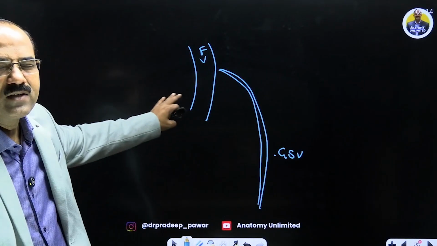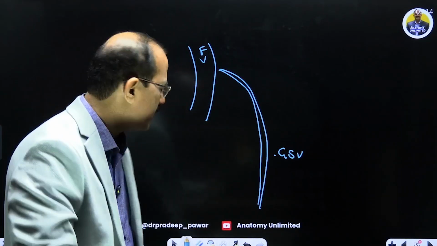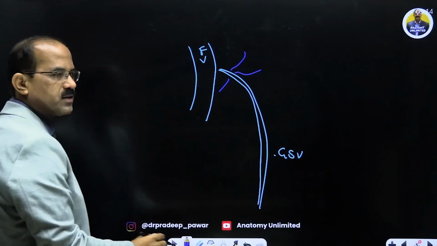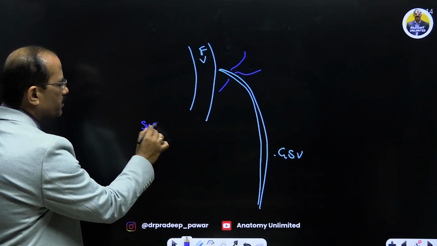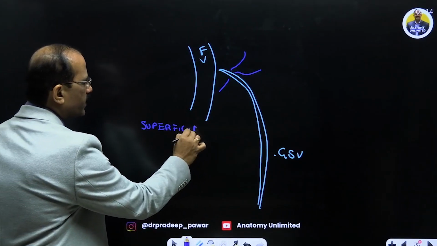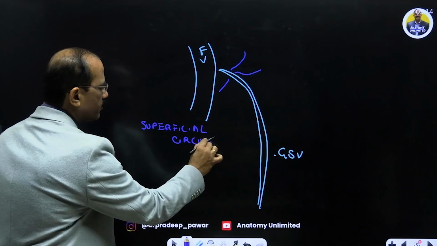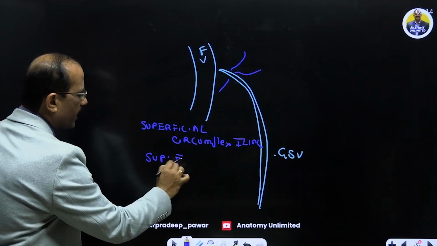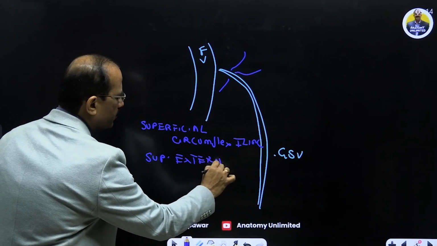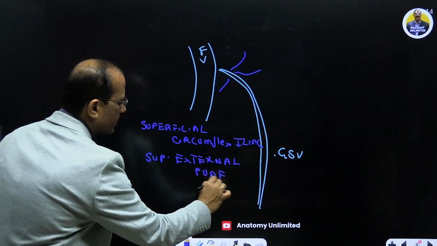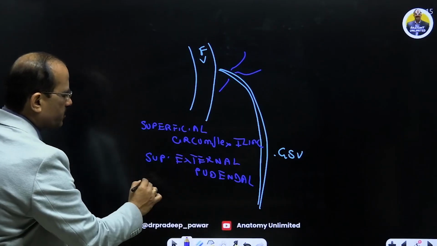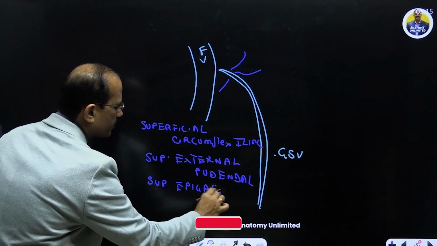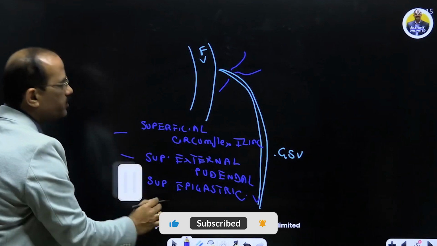And before it enters the femoral vein, ये cribriform fascia को pierce करेगा. Before it enters the femoral vein, it receives 3 tributaries. 3 tributaries मिलते हैं इसको. What is this? The superficial circumflex iliac, superficial external pudendal, and superficial epigastric veins. ये 3 tributaries है.